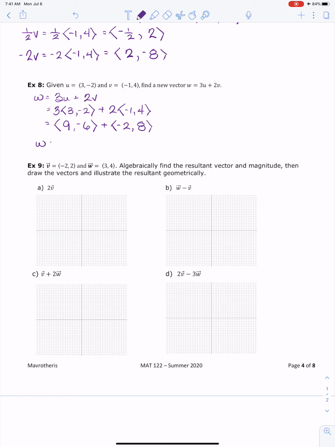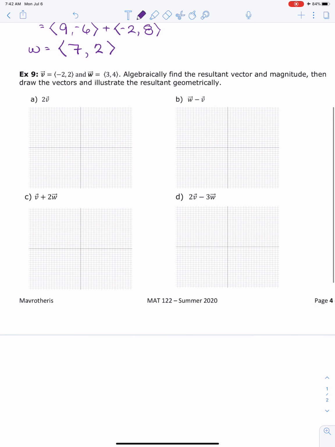And I get w equals 9 plus negative 2 is 7. Negative 6 plus 8 is 2. And there's my vector w, 7, 2. Fairly intuitive with the vectors. Okay, so example 9. We want to see what happens as we modify some of these here. 2v is 2 times negative 2, 2, which gives us the vector negative 4, 2.